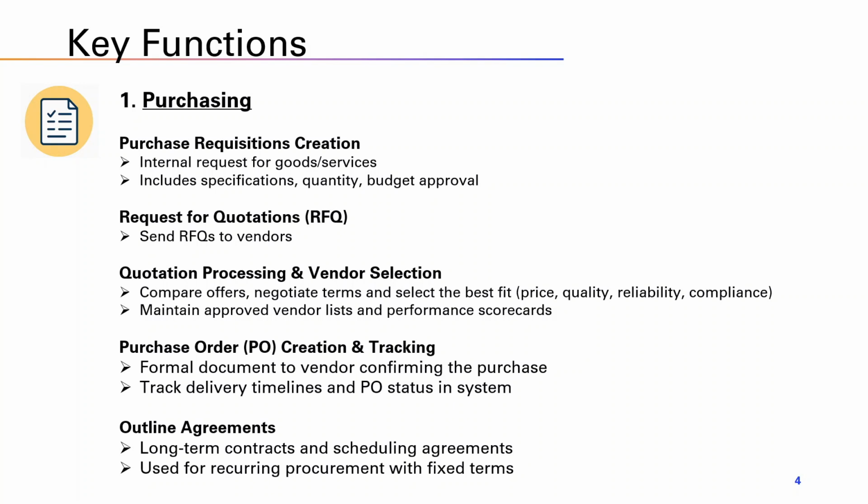Purchase orders or PO creation and tracking. At this stage, MM sends formal document to vendors confirming the purchase, then tracks delivery times and PO status in system. It also helps in creating outline agreements, which are created for long-term contracts, and schedule agreements for recurring procurement at fixed trade terms.